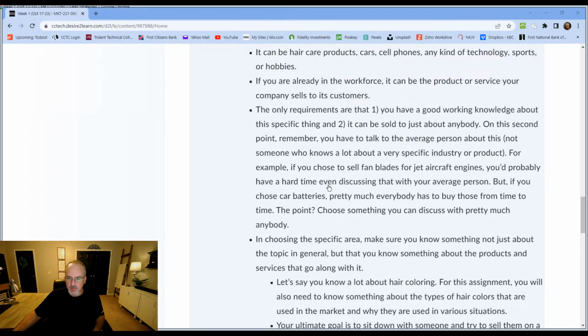Here are the requirements for this. The only requirements are, one, you have a good working knowledge about this specific thing. So you need to know something about it. If you're going to sell stuff, you have to know something about it. And two, it can be sold to just about anybody.